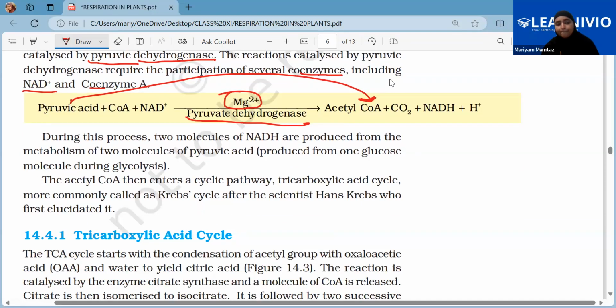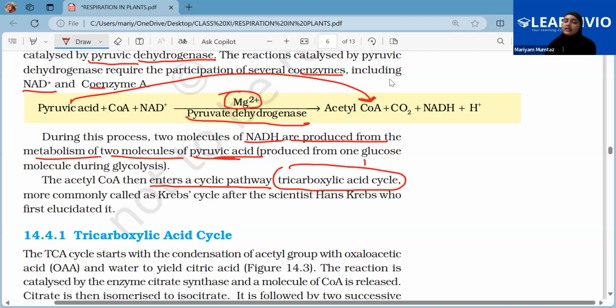During this process, two molecules of NADH are produced from the metabolism of two molecules of pyruvic acid. The two molecules of pyruvic acid are produced from one molecule of glucose. Now, the acetyl coenzyme A then enters a cyclic pathway, which is known as tricarboxylic acid cycle, TCA, and it is also known as Krebs cycle, after the scientist Hans Krebs. He was the person who actually found this out and told us about it.